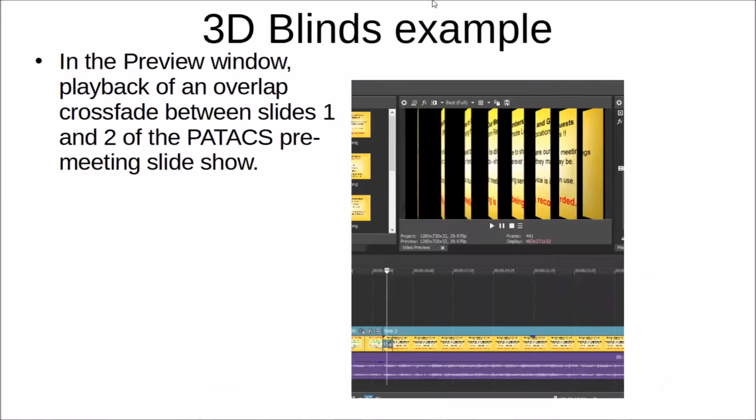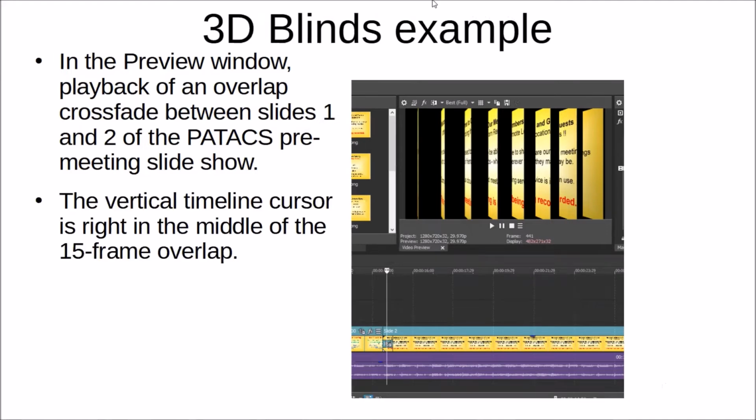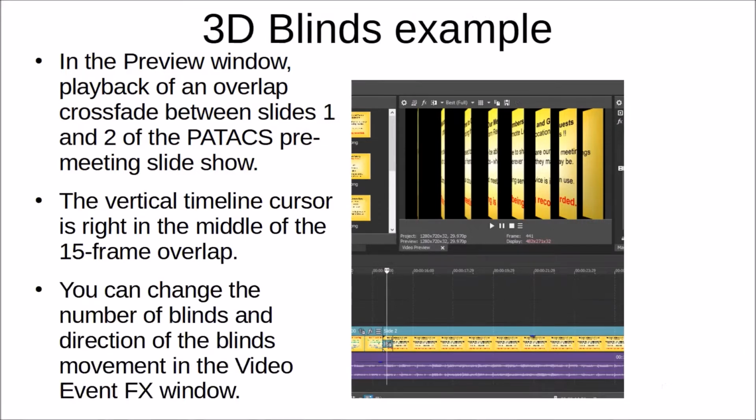And there's an example with 8 blinds. And this is right smack in the middle of a 15 frame overlap. And as I mentioned in the last slide, you can change the number of blinds and also the direction in which they move. So these vertical blinds can be left to right or right to left. And then if you choose down to up or up to down, you get horizontal blinds.